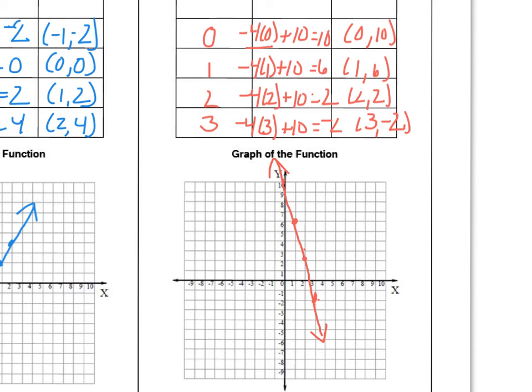That's the end of our examples for graphing functions. The next video will be on proportional relationships and direct variation.